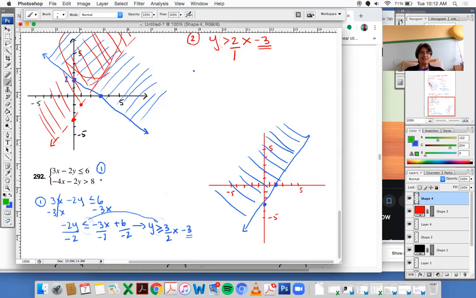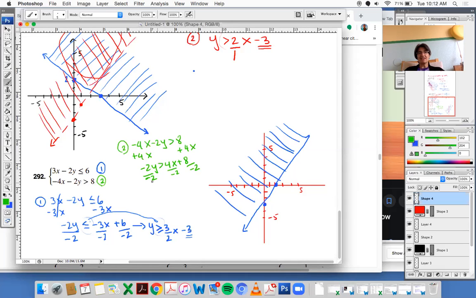Okay, let's look at the second one. So I'll put it here. Negative 4x minus 2y bigger than 8. Same thing, I need to solve for y. Add 4x to both sides. Get negative 2y is bigger than 4x plus 8. Divide by negative 2.